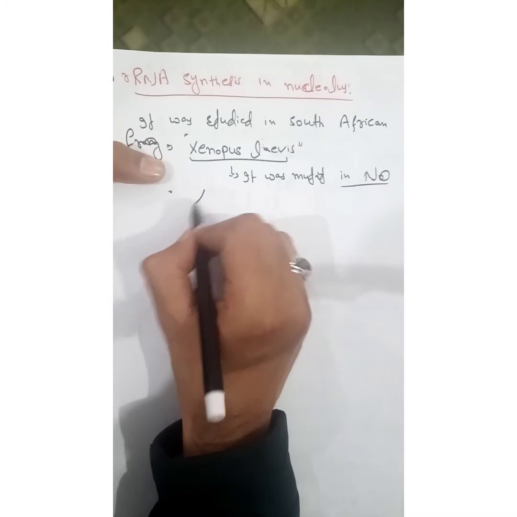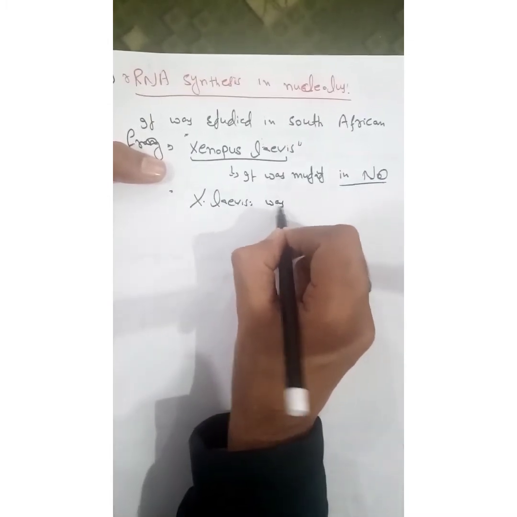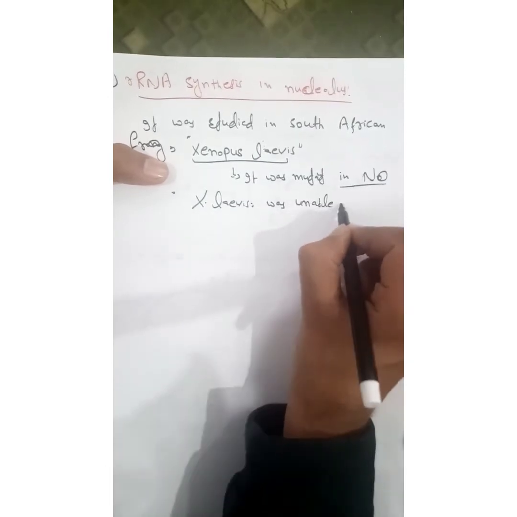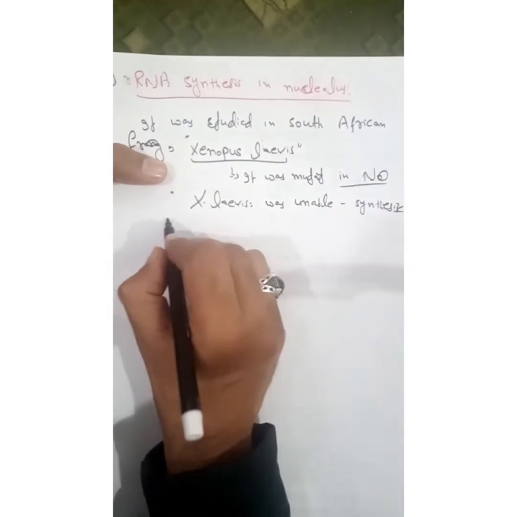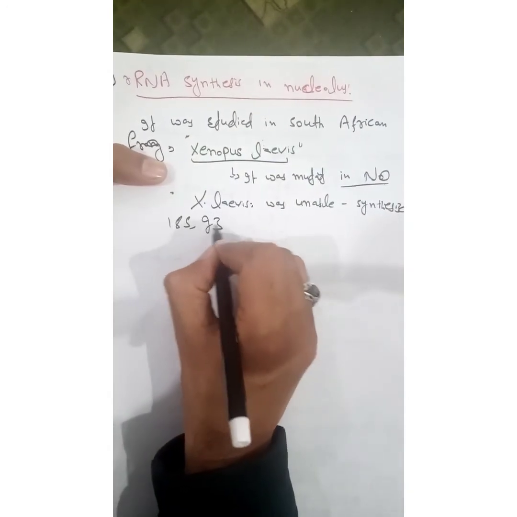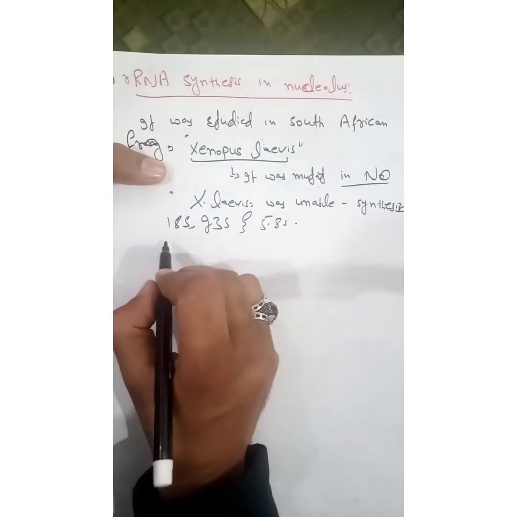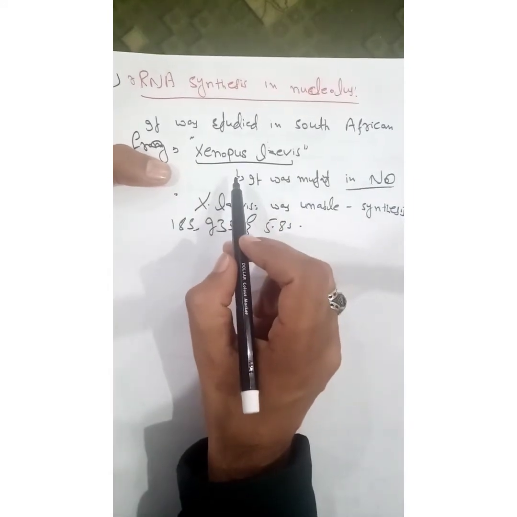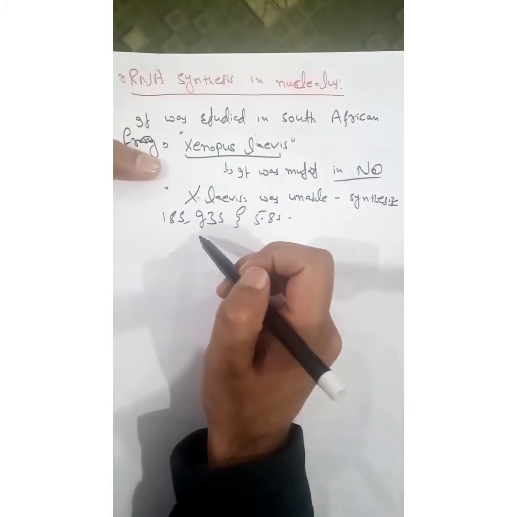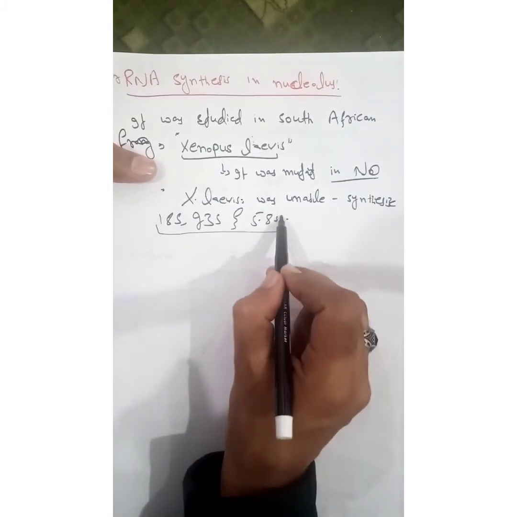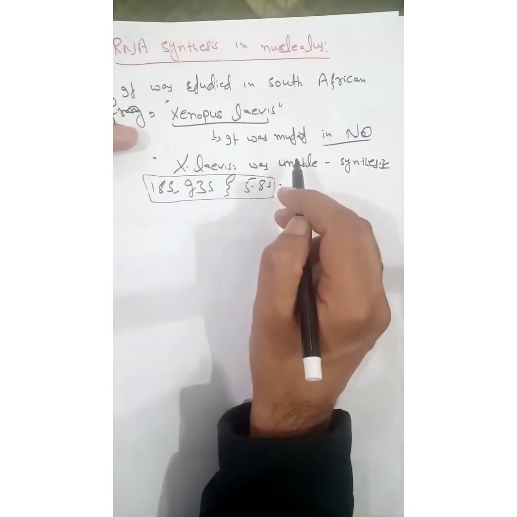So the Xenopus laevis was unable to synthesize 18S, 28S and 5.8S ribosomal RNA subunits, while it was able to synthesize the 5S ribosomal RNA subunit, but these three subunits were not synthesized. This is because of the mutation in the nucleolar organizer region.